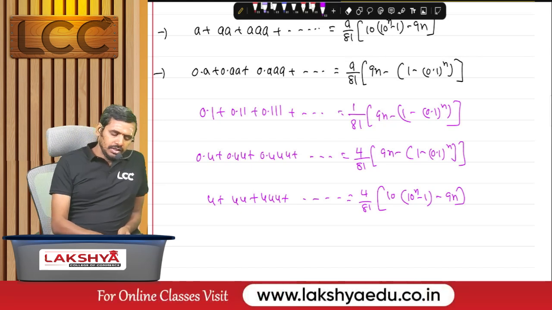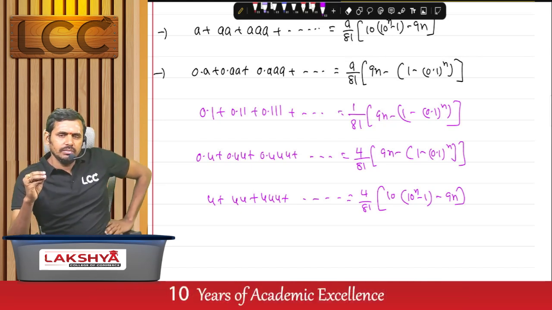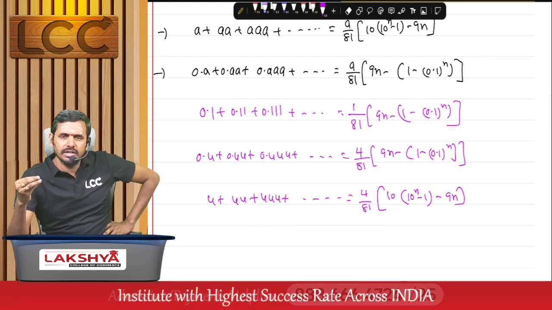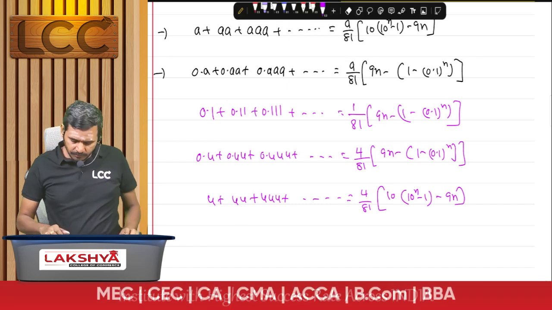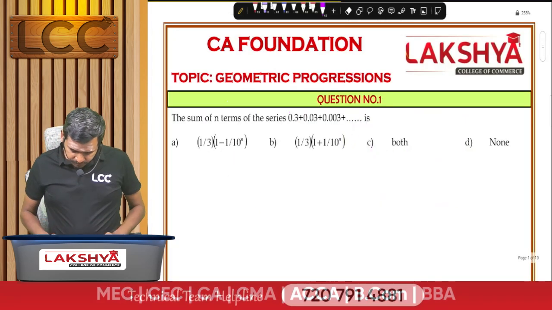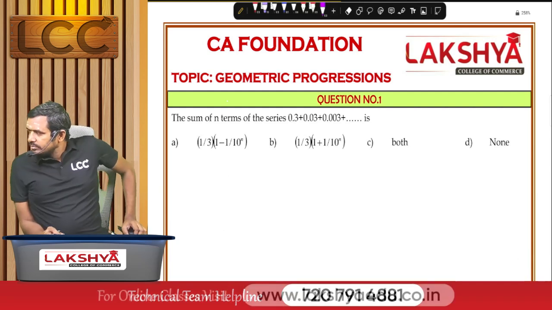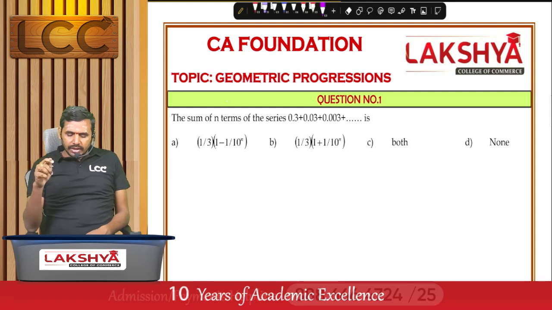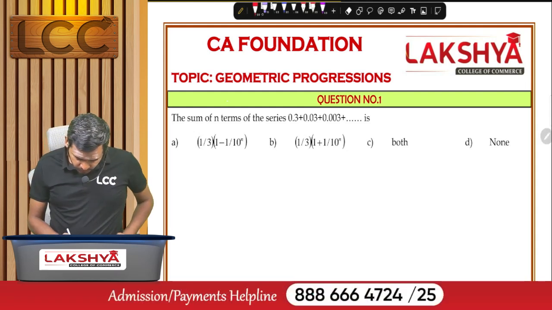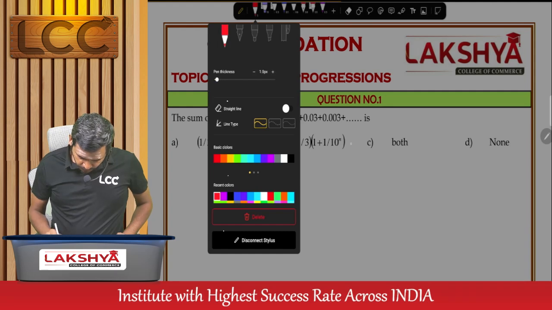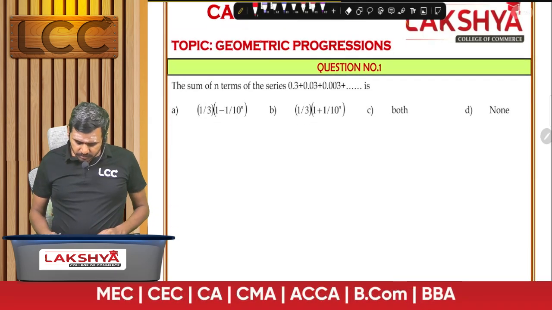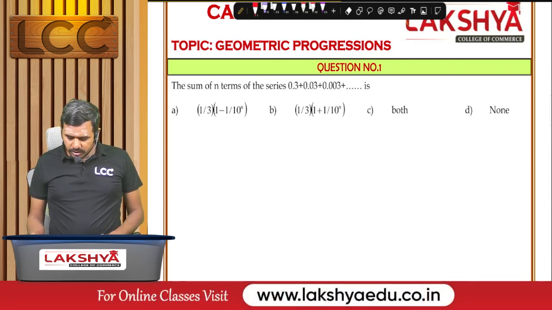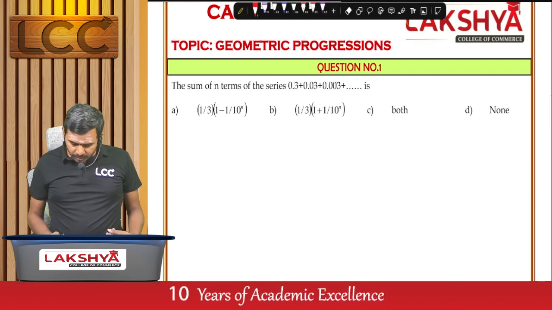Okay. Now we discuss a few problems relating to how to find the sum of n terms, and how to find the sum of infinite terms in different models. Let us see this question. See the first problem: sum of n terms of the progression 0.3 plus 0.03 plus 0.003 and so on.